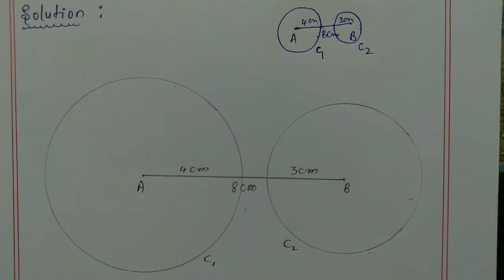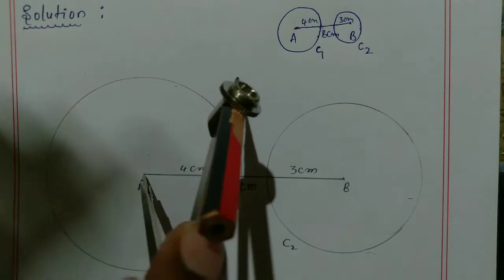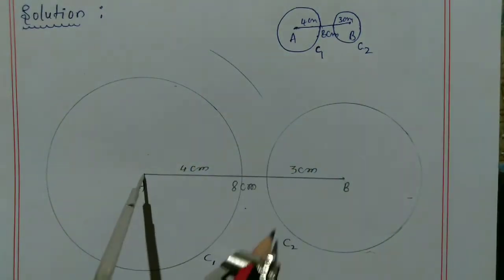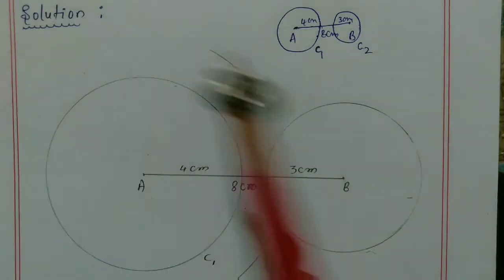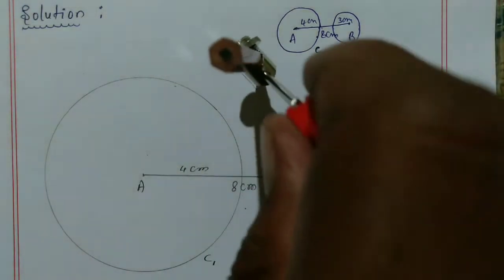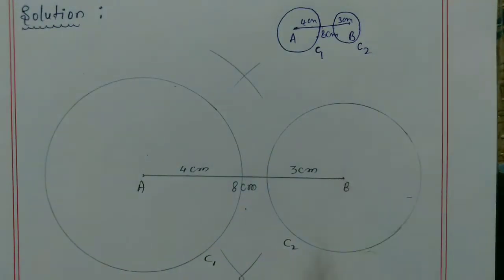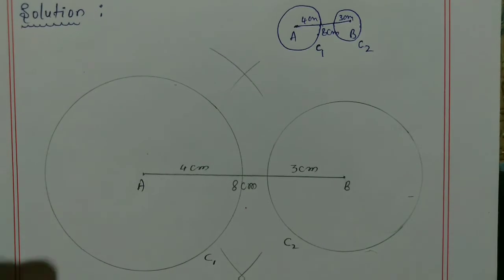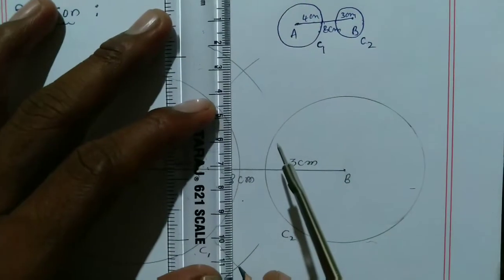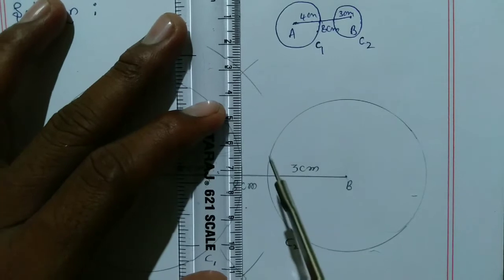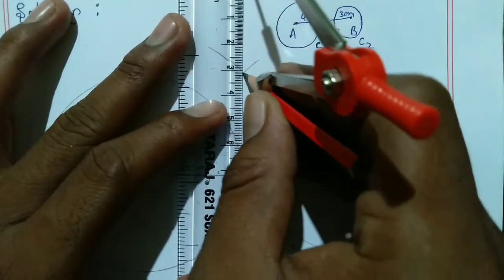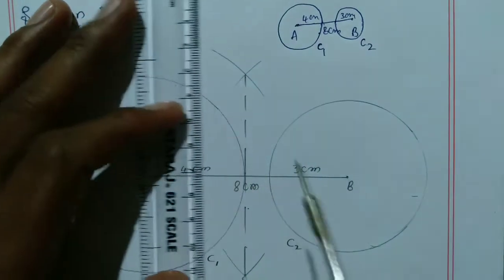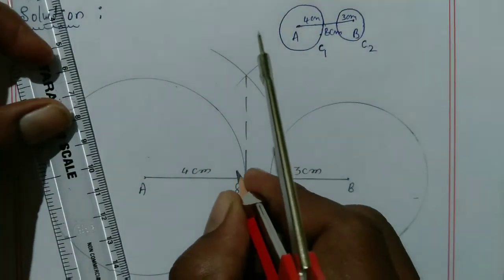Next, you can bisect AB at X. With the help of compass, you can take more than half of AB and draw an arc upside and an arc downside. Taking B as center, you can cut these two arcs. Next, you can join these two arc points with the help of ruler, and this line segment bisects AB at X. You can call this one X.